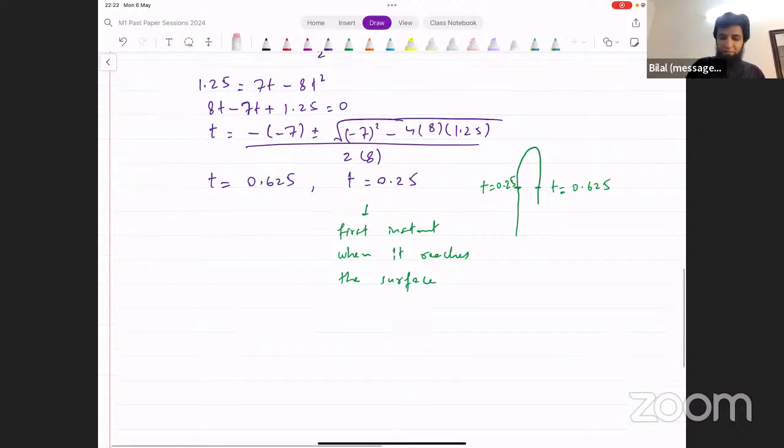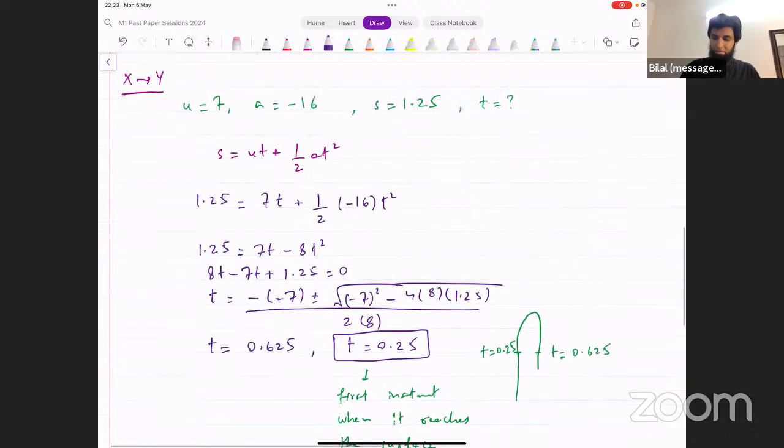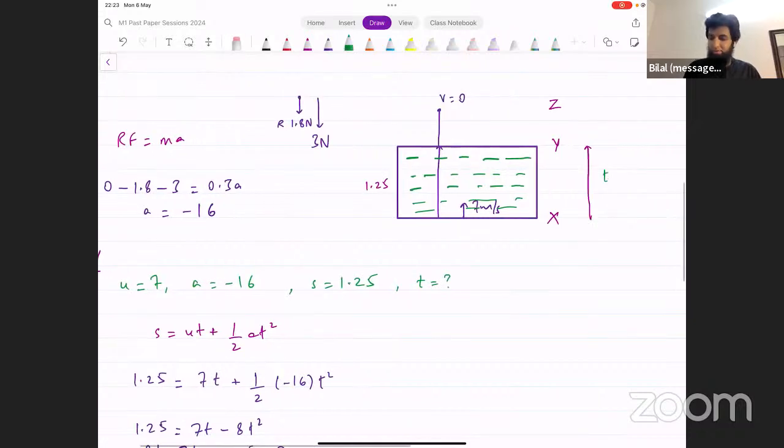That's the value of time that we would use here. So it takes 0.25 seconds to reach the top of the container. So now it has reached this point Y, the top of the container. How much time did that take? That took 0.25 seconds. Now we have to consider the second part of the journey.